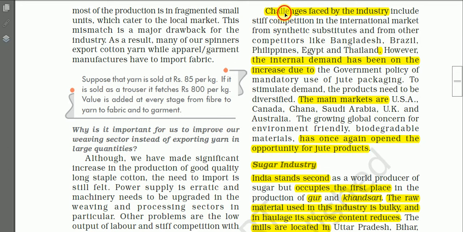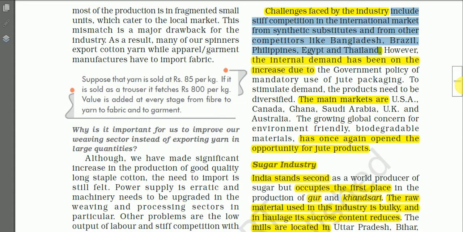Next, we have challenges faced by the industry. That means problems faced by the jute mills in India. What are the challenges? Those problems include stiff competition in the international market from synthetic substitutes and from other competitors like Bangladesh, Brazil, Philippines, Egypt and Thailand.